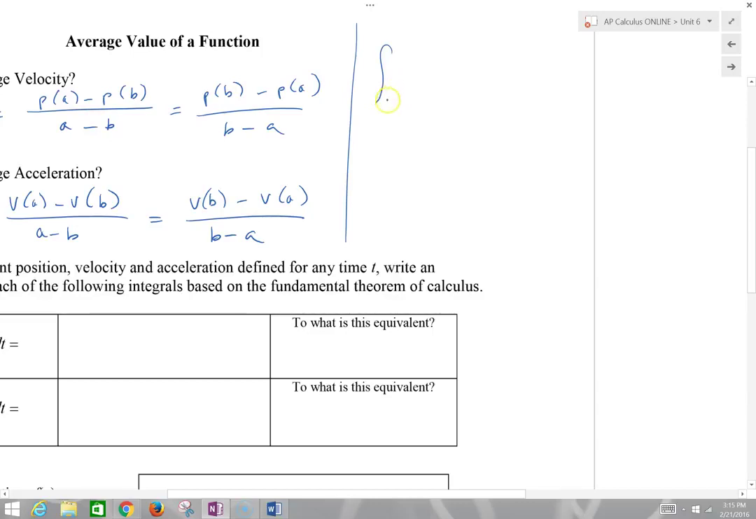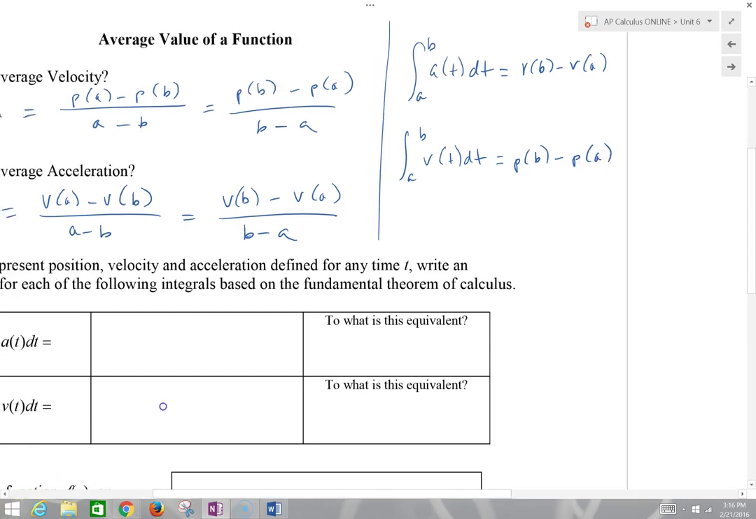So the integral from A to B of, let's say, acceleration, that is going to be the antiderivative of acceleration, which is velocity, evaluated at B and A. So V of B minus V of A. We do the same thing, taking the antiderivative of, the integral of velocity, which is the antiderivative of it evaluated at 2 points. That's going to be P of B minus P of A.